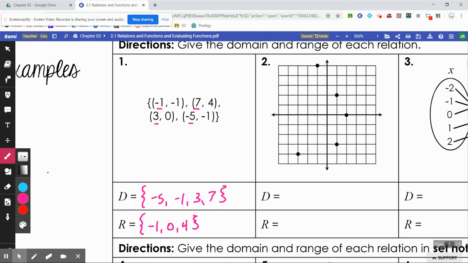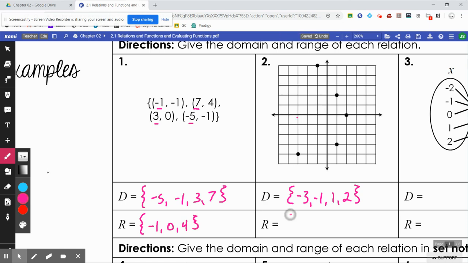On number 2, my domain, the x values of the points. If you're given points, here's what I like to do. My x values would be this value, this value, this value, and this value. Because that's where my points are located at. Here, my x value is -3. Here, my x value is -1. Here, my x value is +1, and here, my x value is 2. Now, you could, if you wanted to, actually find those points, but you really don't have to.